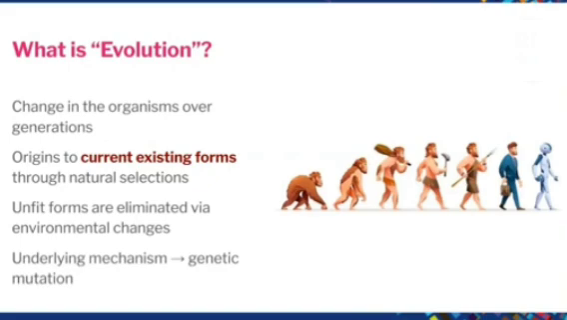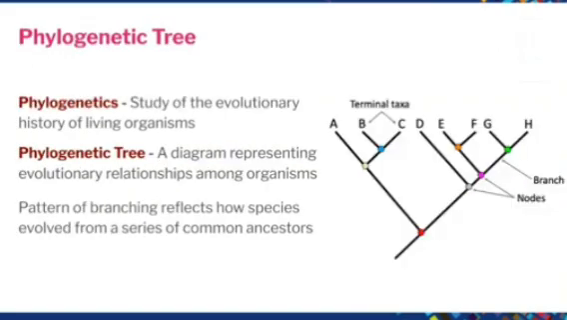The underlying mechanism behind evolution is genetic changes and mutations. That is why we try to find the most similar sequences through these genetic sequences or protein sequences. So, phylogenetics is the study of the evolutionary history of living organisms, and a phylogenetic tree is a diagrammatic representation of the evolutionary relationship among organisms. The patterns of branching reflect how species evolved from a series of common ancestors.